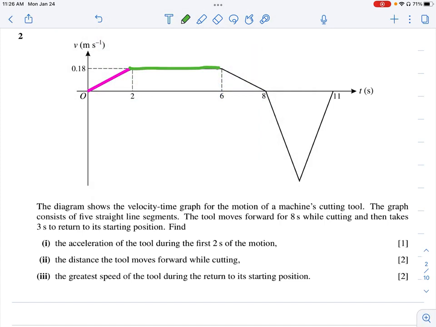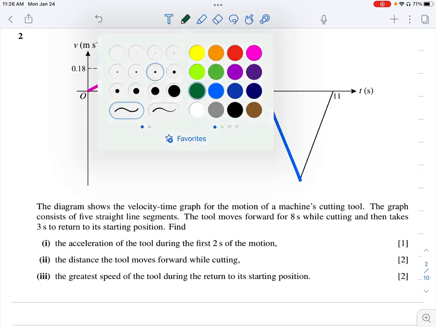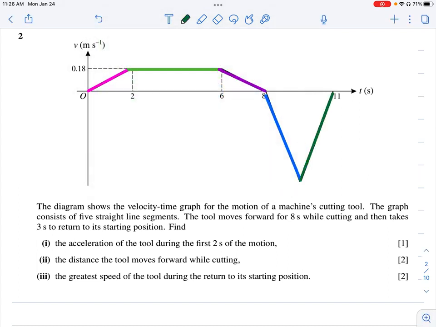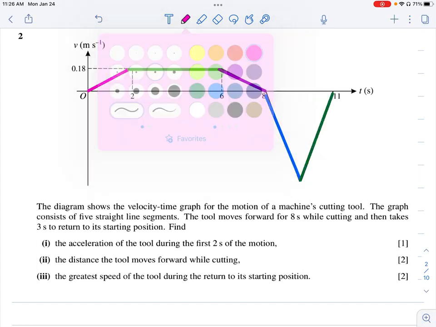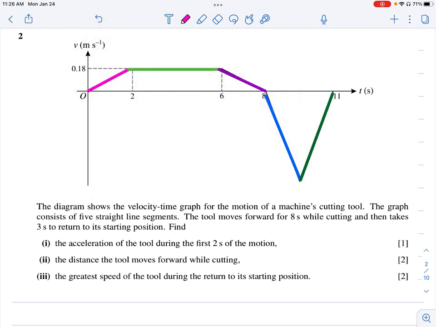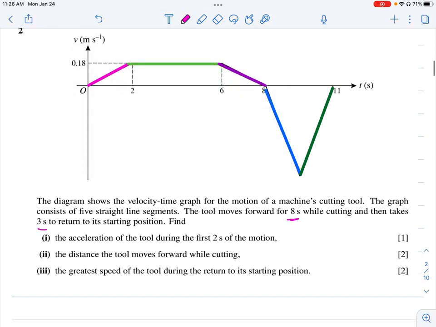The second one, then the third one, and the fourth one, finally the fifth one. So these are the 5 line segments. The total motion is: the tool moves forward for 8 seconds while cutting and then takes 3 seconds to return to the starting position.